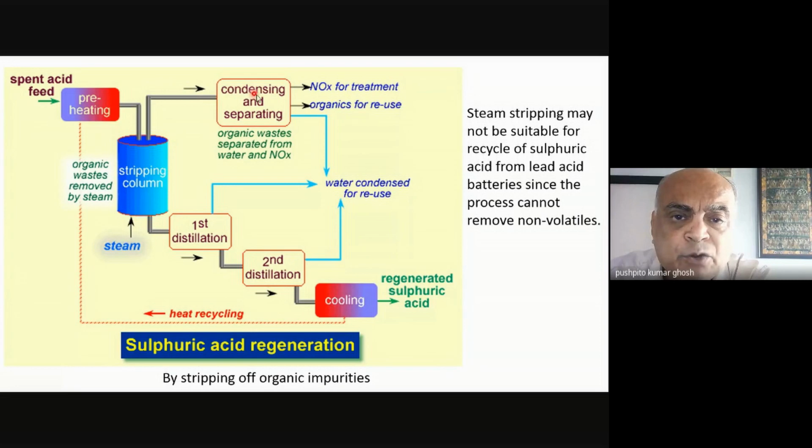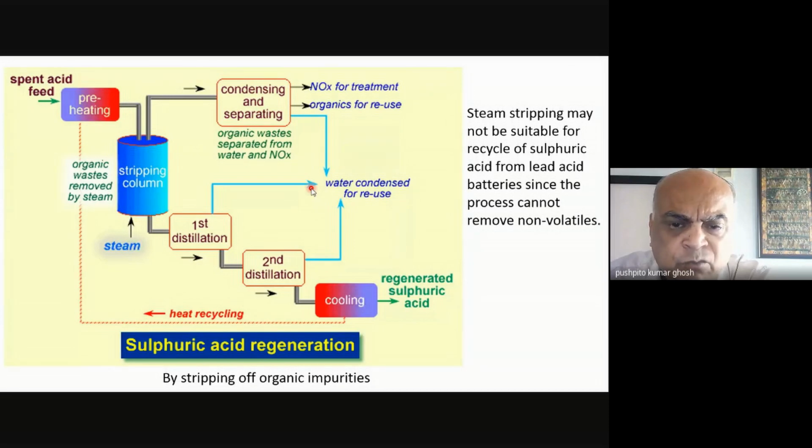Okay? And you might be able to even condense these organics, and if some of it is useful, you can recycle it in some way, or you can burn it and generate energy out of it. If there are nitrogenous substances, some of those things might come out as NOx, which you might have to treat. And then after you have taken out the organics, because in most of these cases the sulfuric acid may be a bit dilute, it may not be absolutely concentrated, you may want to subject it to distillation and remove water, and you can reuse the water.